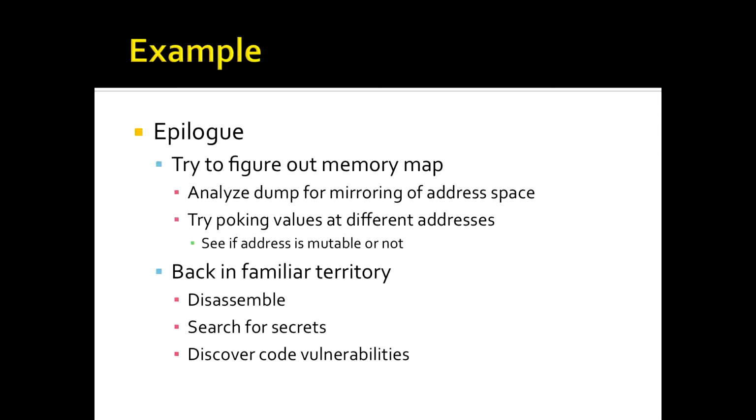So, the summary: now that you've got this whole dump of the code and data space, you can try and figure out the memory map if you're still not sure of it. Analyze the dump for any mirroring of the address space so you know where the overall dump starts repeating, because it's going to be in an endless loop, so eventually there will be finite bounds of where the memory map is. Try poking values into certain memory locations, see if they change.